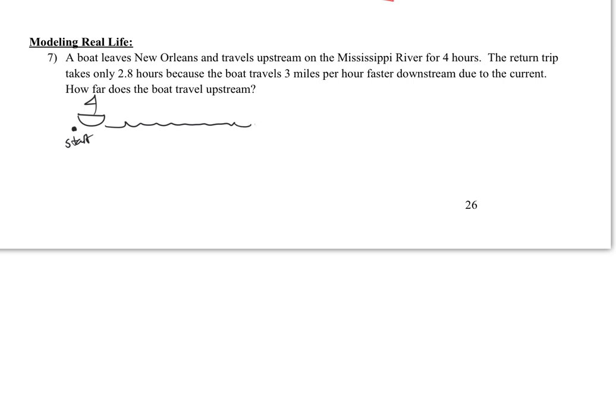And we arrive eventually right at our destination. End. Okay? That's my beautiful picture. Now, I'm going to pull out some information. They said the boat leaves, right? And it takes them going upstream 4 hours. So I'm going to write T equals 4 for the 4 hours, right?